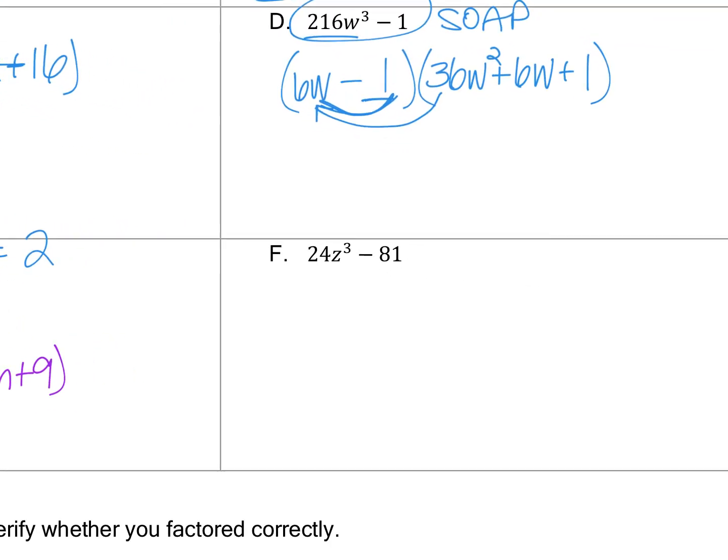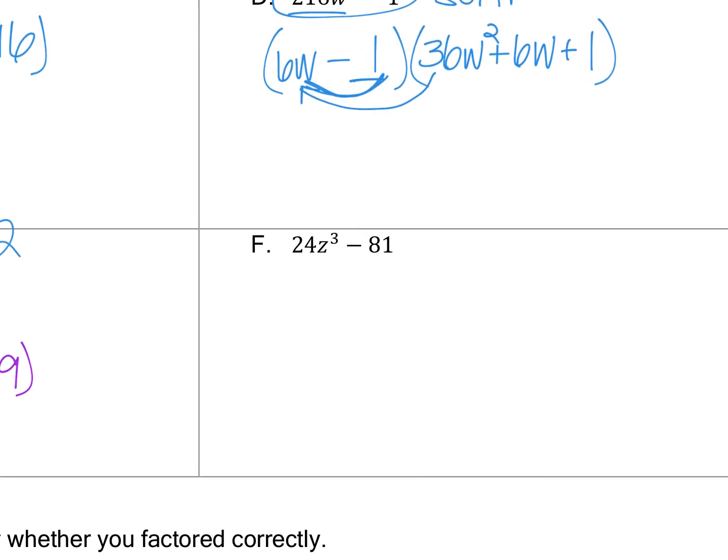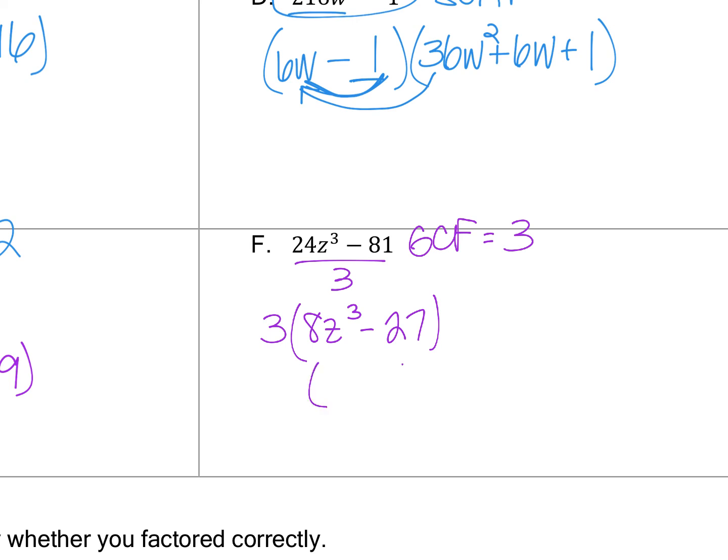Okay, last one. So look for a greatest common factor. They do have one. Let's see, 3. So 3 will go into both. So divide both of them by a 3. So that would be 8z cubed minus 27. So looking inside, we have cubes. 8 is a perfect cube, and so is 27. So I'm going to set up my binomial and then my trinomial.